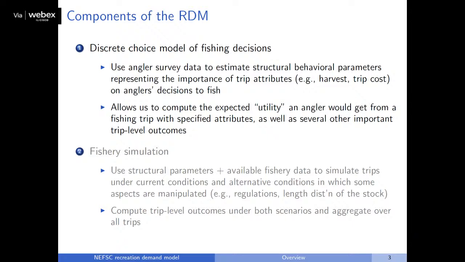So the RDM consists of two main components. The first is a discrete choice model of fishing decisions. So we use angler survey data to estimate structural behavioral parameters representing the importance of trip attributes, so think of harvest or trip cost, on anglers' decision to fish. With these parameters, we're able to then compute the expected utility an angler would get from a fishing trip with specified attributes, as well as several other important trip-level outcomes. And when I mention utility, we can think of utility as satisfaction or happiness. And so I'll use those terms interchangeably throughout.